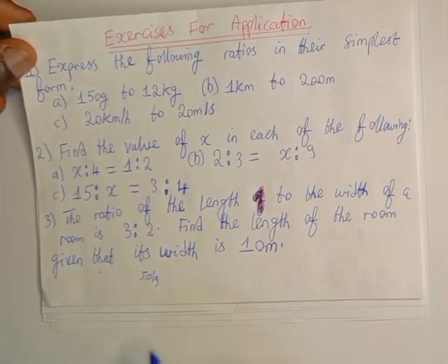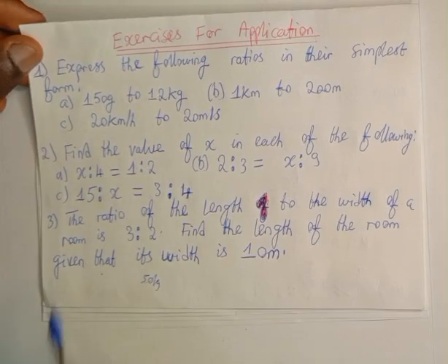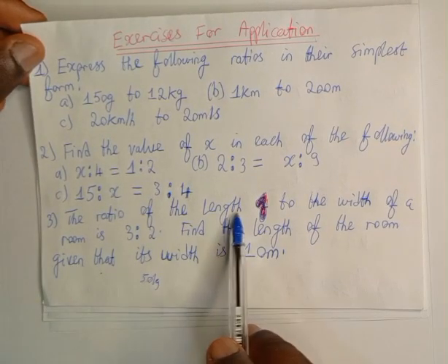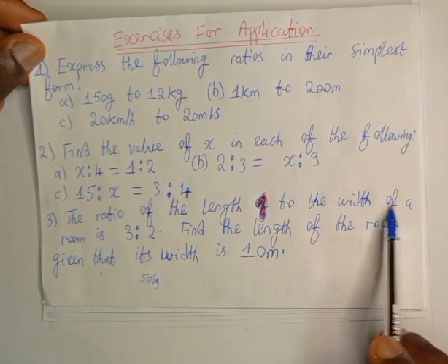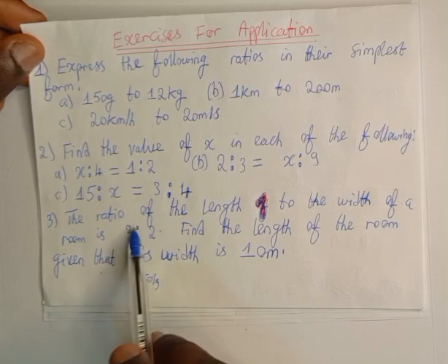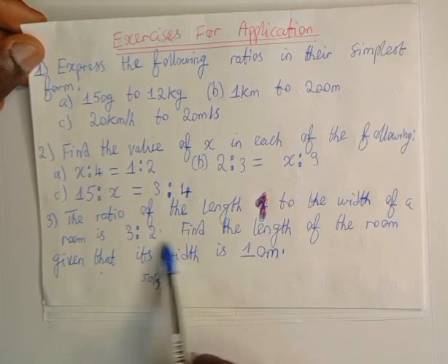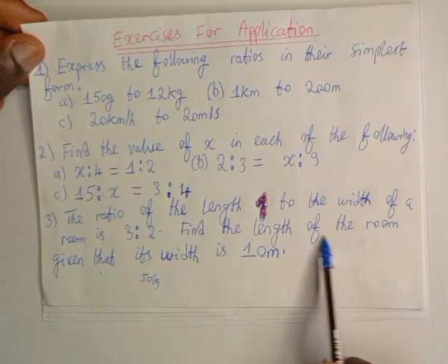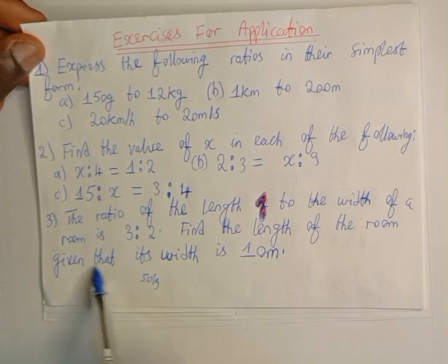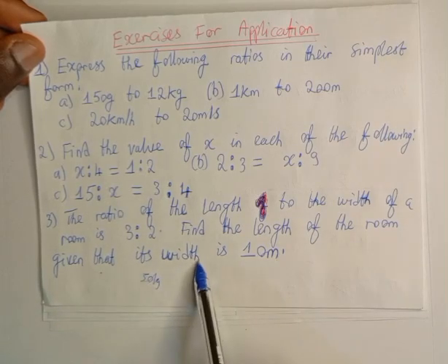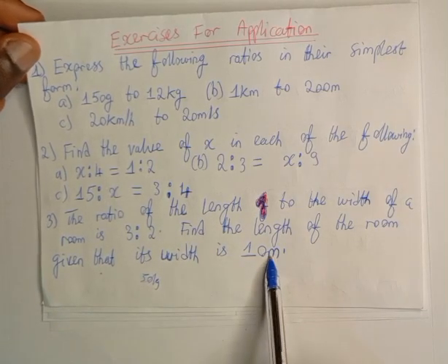Question 3. The ratio of the length to the width of a room is 3:2. Find the length of the room given that its width is 10 meters.